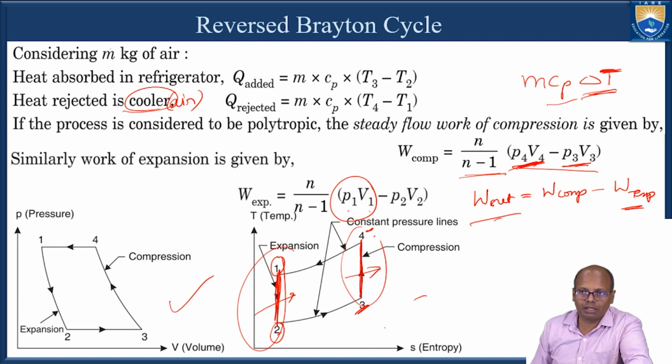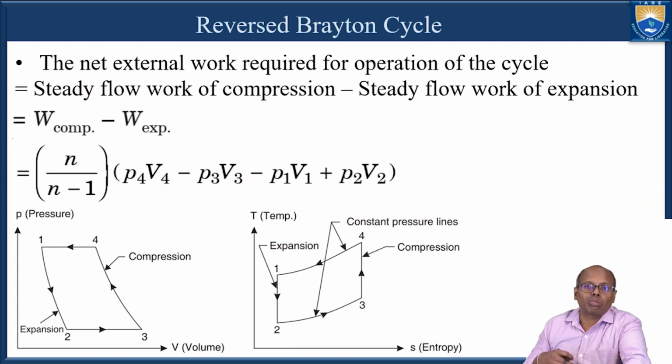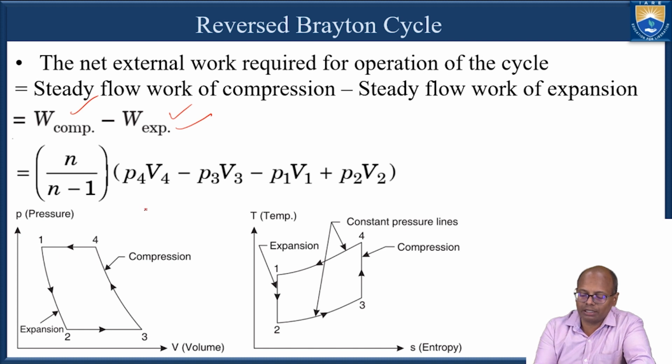Okay, so that is our main interest. Why are we doing all these things? We need to find COP, and COP is nothing but the amount of heat absorbed in the refrigerator divided by net work. So that we have to find. Now the net work is work taken by the compressor minus work given by the expander. And if I substitute the formula of the compressor work and the expander work, it is like this.